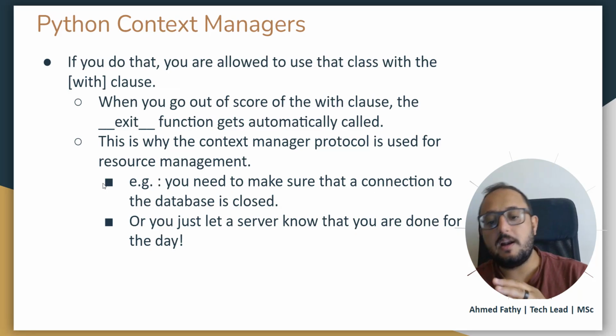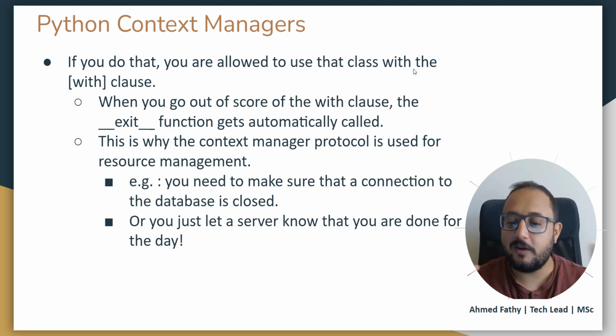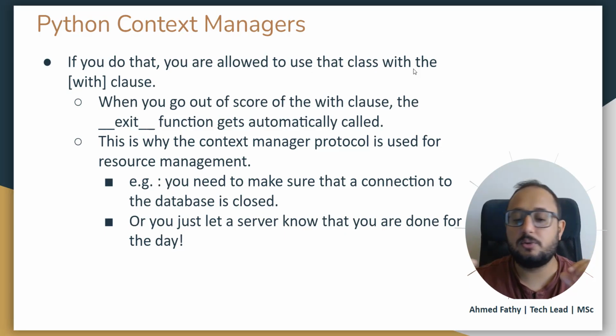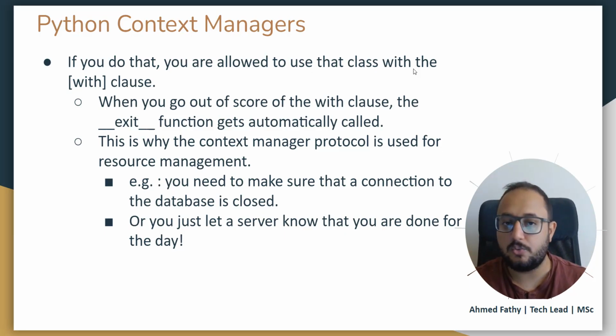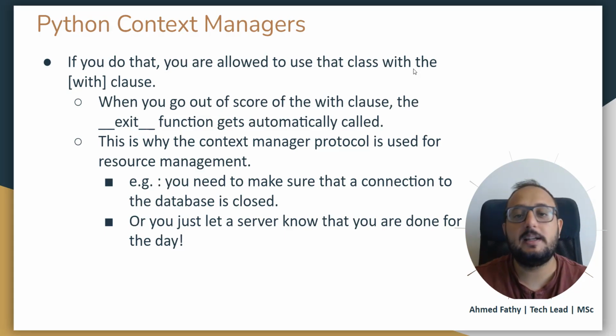So if you do that, you are allowed to use that class with the with clause. When you go out of scope of the with clause, the exit function gets automatically called. This is why the context manager protocol is used for resource management. For example, you need to make sure that a connection to a database is closed automatically after you are done interacting with it, or a connection to a file, or you just would like to let a server know that you are done for the day.